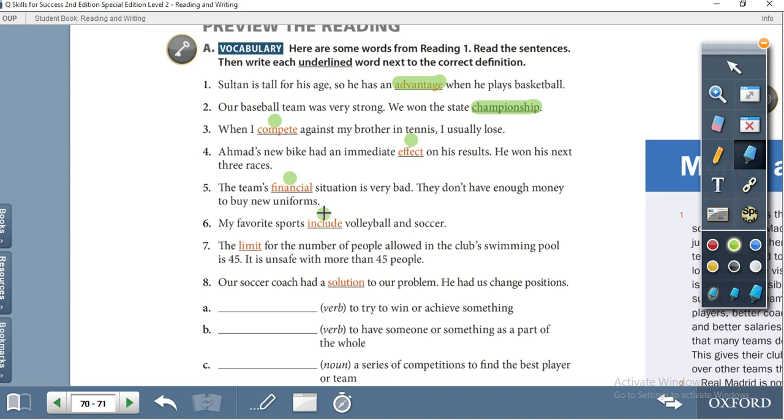Then we have the word include, which means to add. Limit means the last amount of something, or for example a border, there is the last limit. Solution means to find out the answer to a problem, or to solve a problem or answer a question is called a solution.